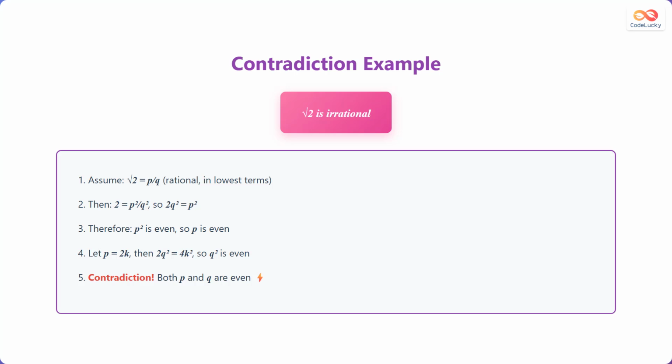Now let p equal 2k, then 2q squared equals 4k squared, so q squared is even. But this leads to a contradiction because both p and q are even, meaning they have a common factor of 2, which contradicts our initial assumption that p and q are in their lowest terms. Therefore, the square root of 2 is irrational.